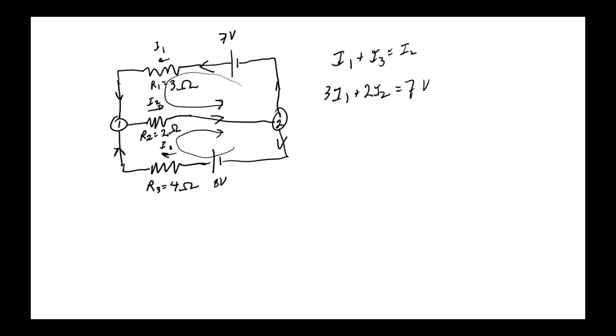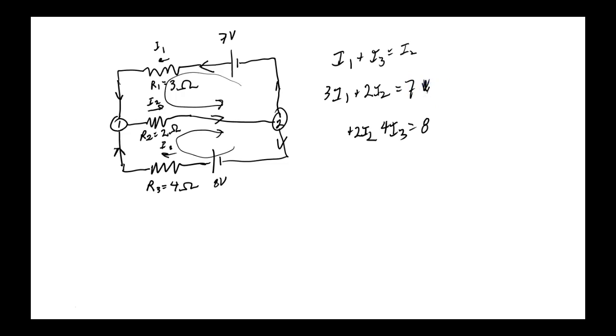Same thing down here, you get to choose the direction, and I'm going to start just past the battery, okay? And we have a drop here of 4 I3. It's hard to read my writing there. 4 I3 plus 2 I2 is equal to 8 volts. I'm going to leave off the units for now because it's a little too confusing.